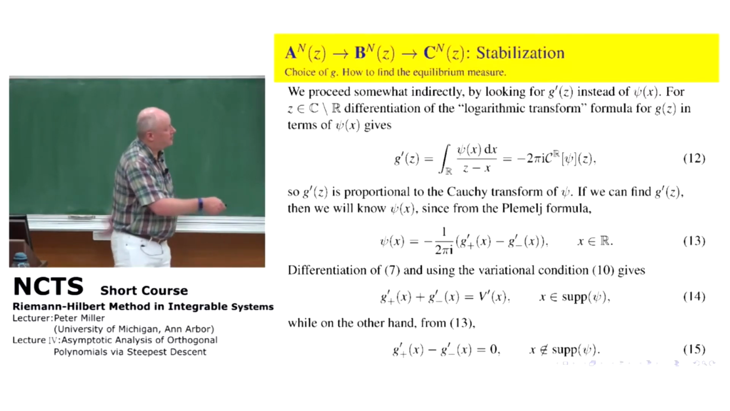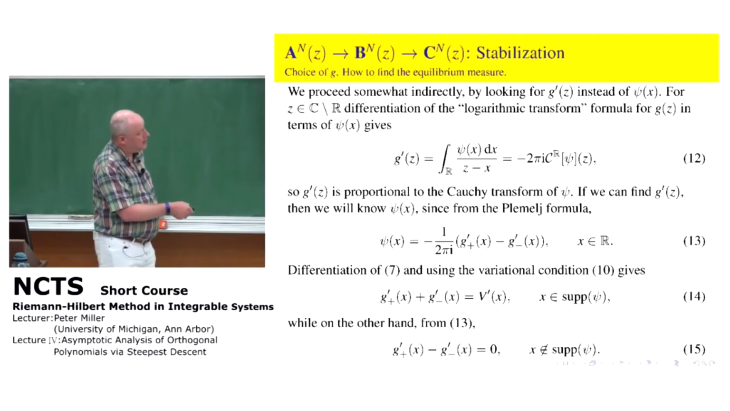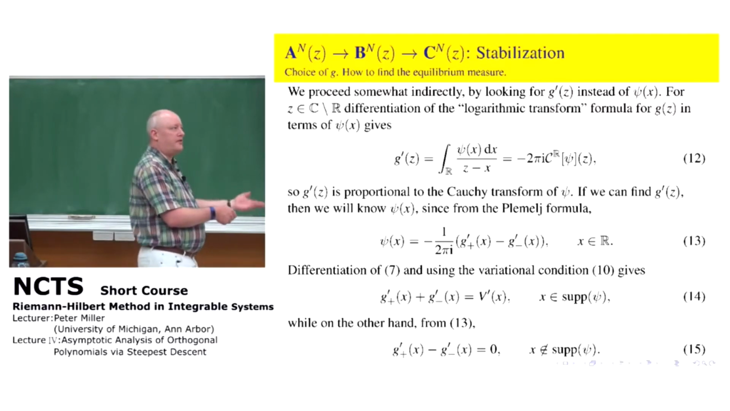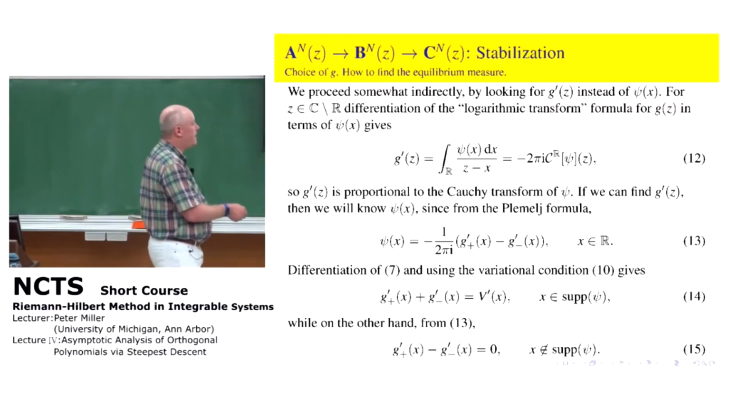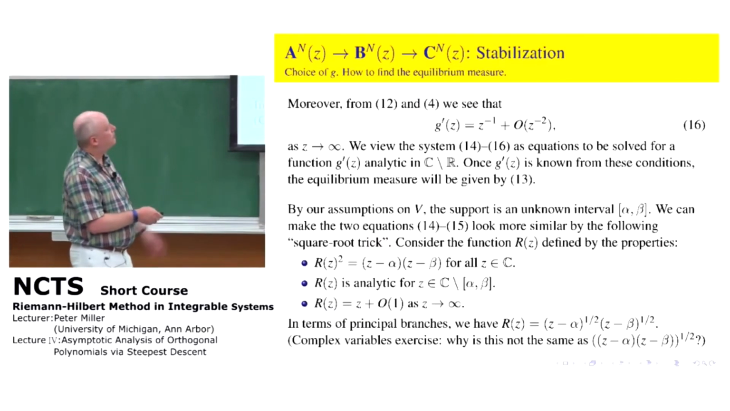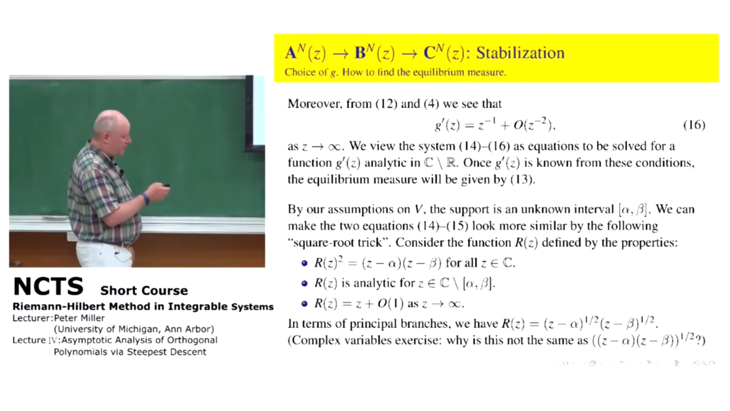So in terms of points x on the real line, either you're in the support or you're not, and that means that either we're being given the sum of the boundary values of g prime in terms of something we know, or we're being given the difference of the boundary values of g prime in terms of something we know, okay? So it's close to a Plemelj type situation where we could reconstruct g prime from these right-hand sides. The trouble is we don't know what the support is, but we have some other information.